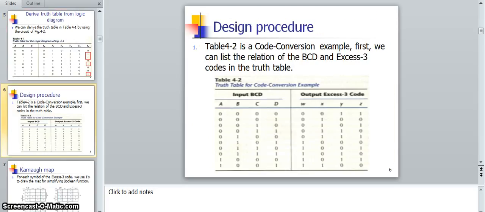For the design procedure, first we need the truth table. For example, we are considering BCD to XS3 code conversion. Here the input is BCD and the output is XS3 code. The output functions are W, X, Y, Z, and the input functions are A, B, C, D.